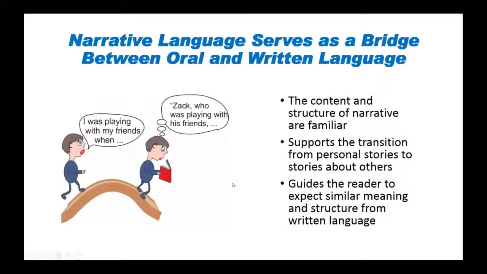It's also important for making that transition from oral language into written language. So in oral language, you tell stories like, well, I was playing with my friends when something happened, and then later you take that same experience and you recognize it as you're reading. Zach, who was playing with his friends. So the use of oral language transitions into the use of the same type of language and talk into written language, and it guides the reader to expect similar meaning and structure when they actually start to read written words.